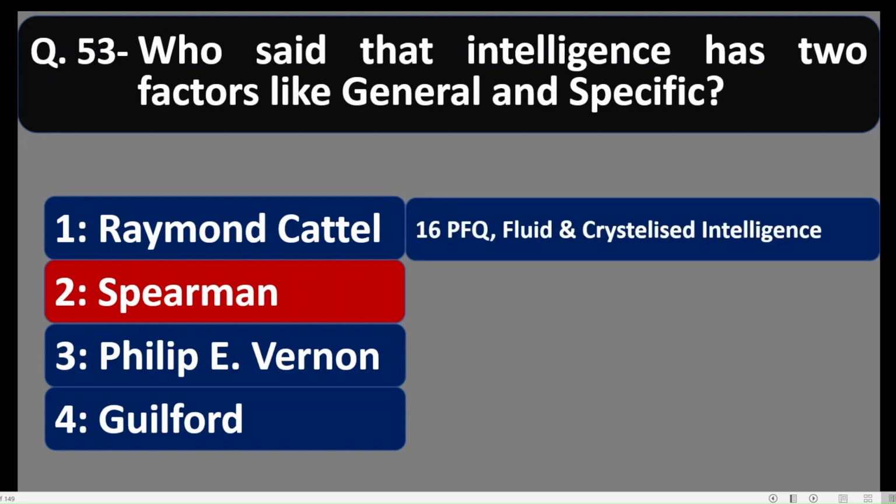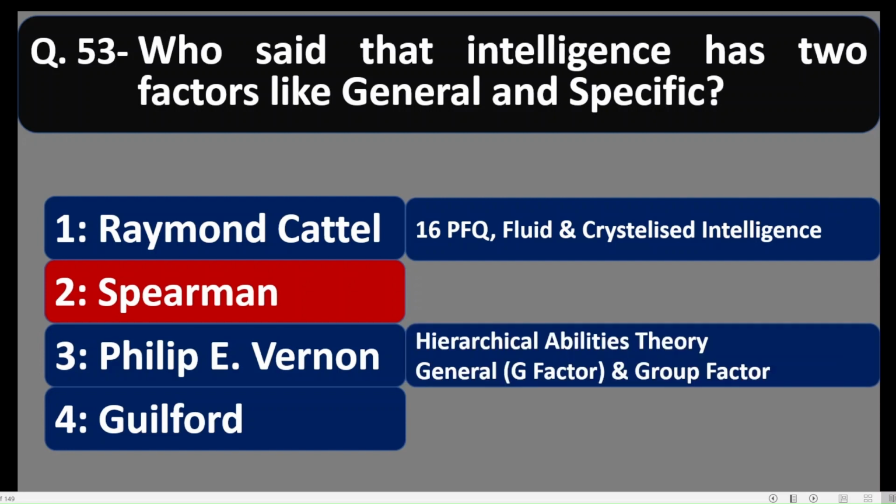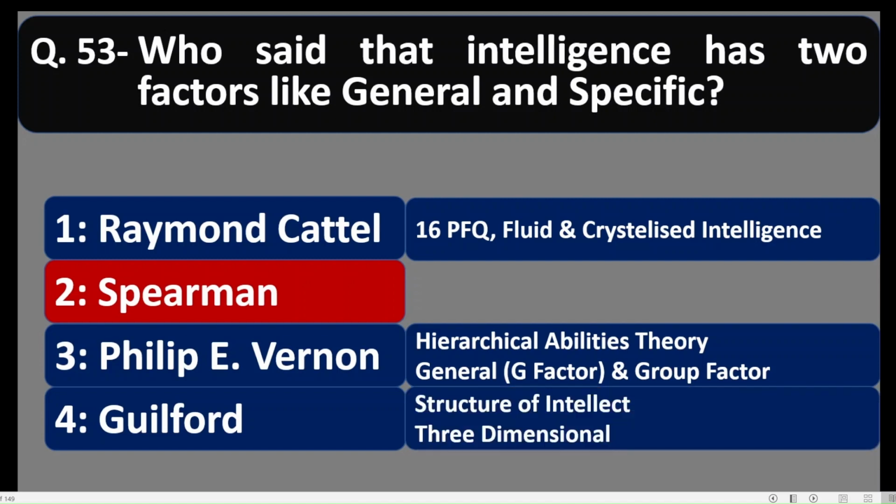Raymond Cattell has given 16 PF, 16 personality factor questionnaire, and fluid and crystallized intelligence. Philip E. Vernon has given hierarchical abilities theory. He has said general chief factor and group factor in terms of the intelligence. Guilford has given structure of intellect, that is three-dimensional intelligence theory. So correct option is Spearman in terms of this question.